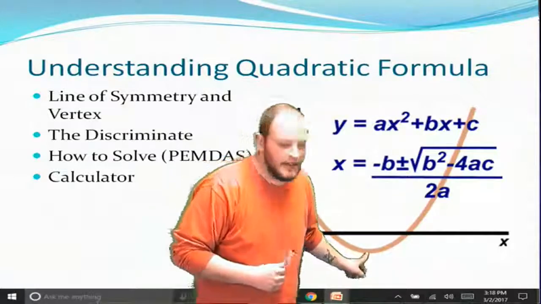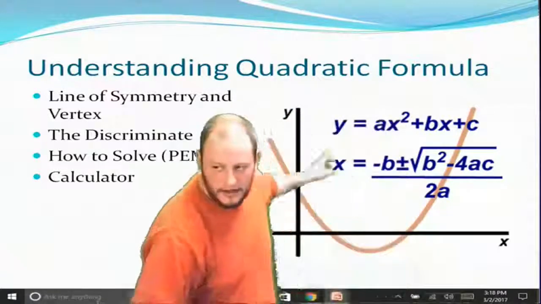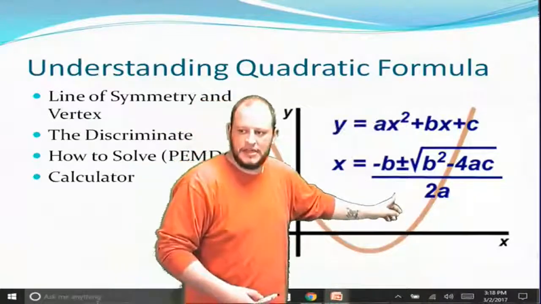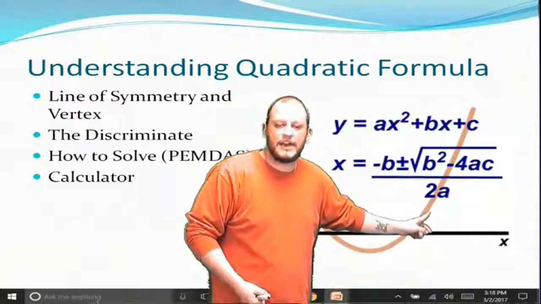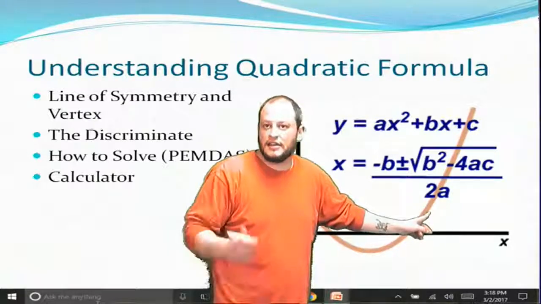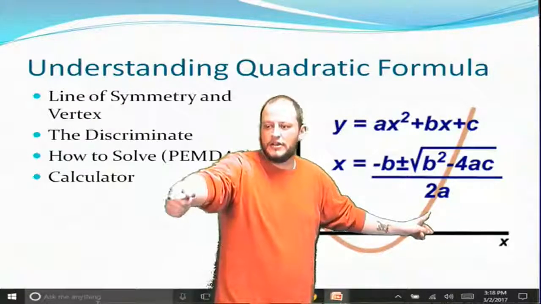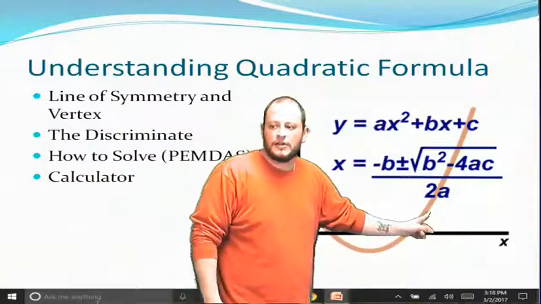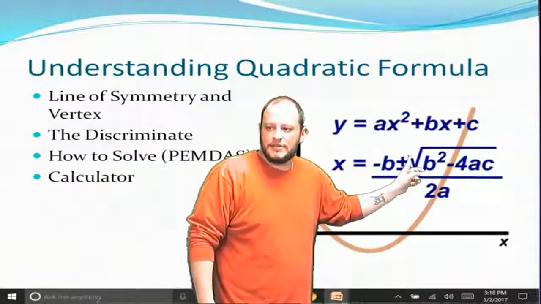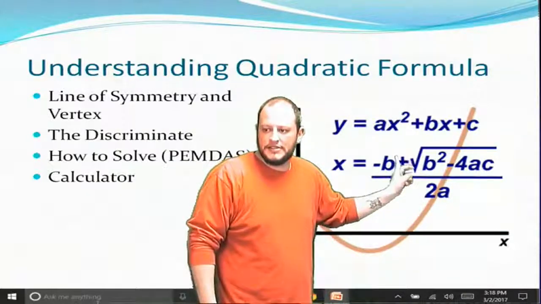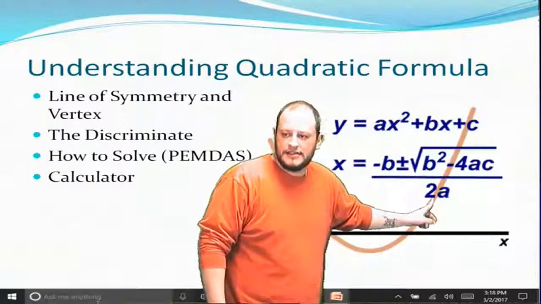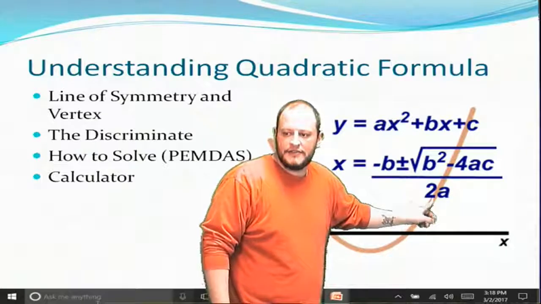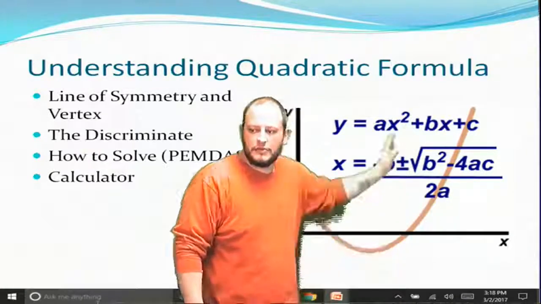If you're looking for that, all you need is the opposite of b, and then you divide that by 2a. That's where the x coordinate is going to lie. You take that x, plug it into your other formula, and out will pop your y coordinate. So the line of symmetry is always going to be the opposite of b over the 2a. That part is the line of symmetry, right through the middle.